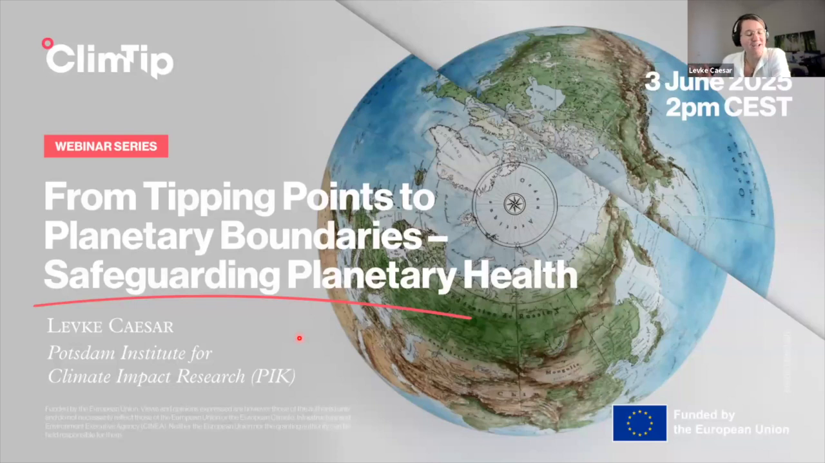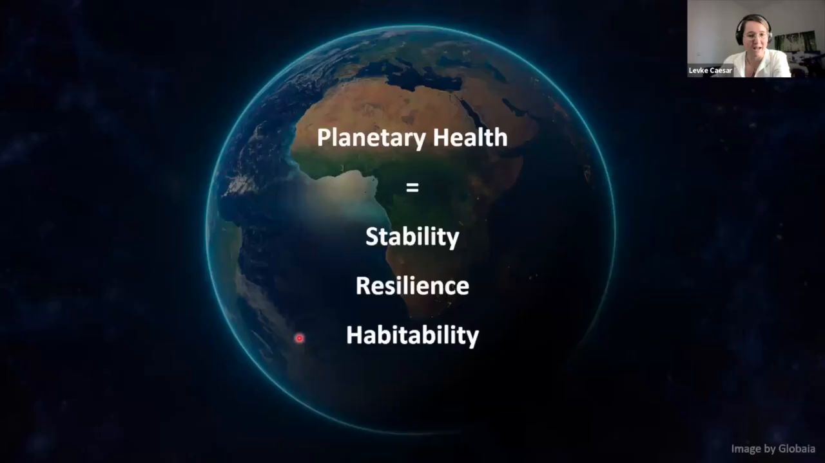So I'm already kind of changing the order from this title. I'm not going to start with tipping points today, but with planetary boundaries and planetary health, because that will be the main focus of this presentation. I am going to talk about the links to tipping points, tipping elements, but want to first of all give you the solid foundation on, okay, what do we actually mean when we talk about planetary health?